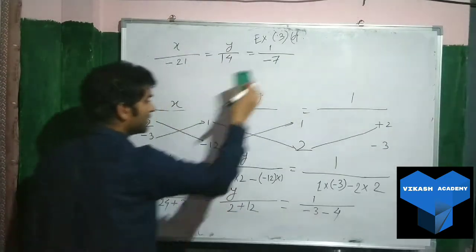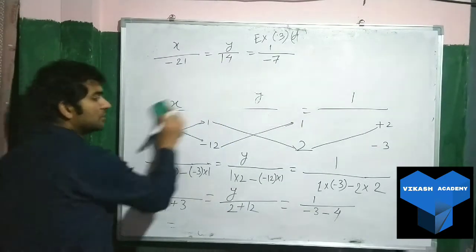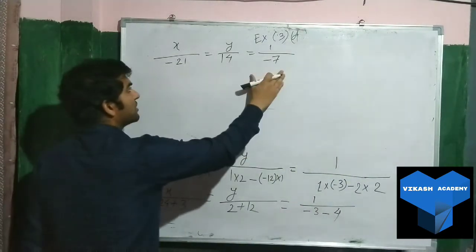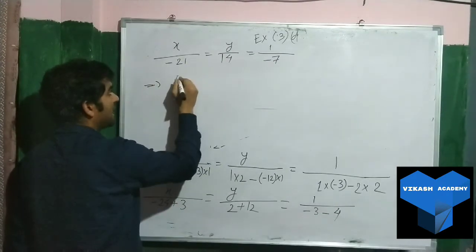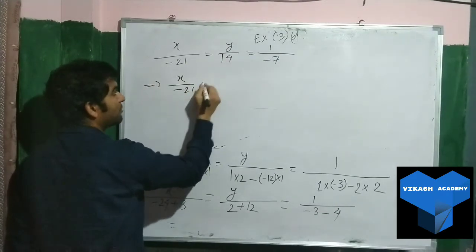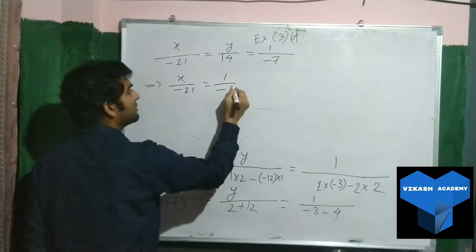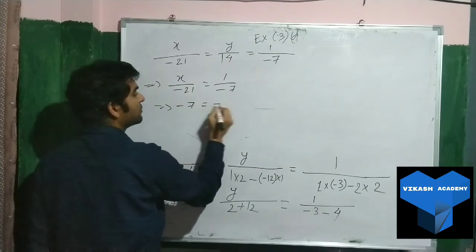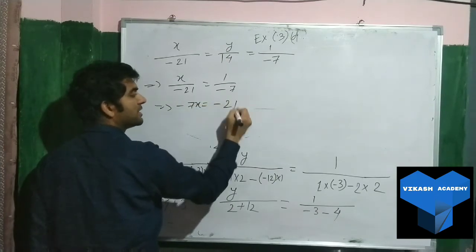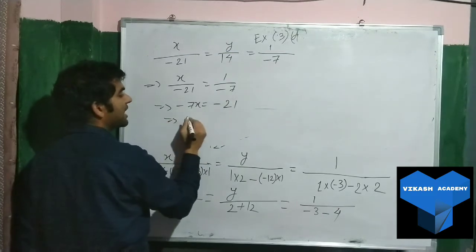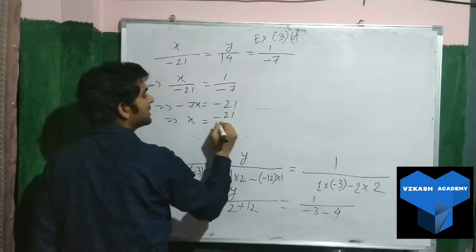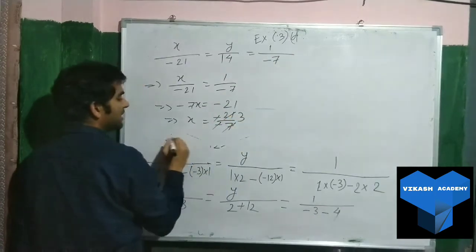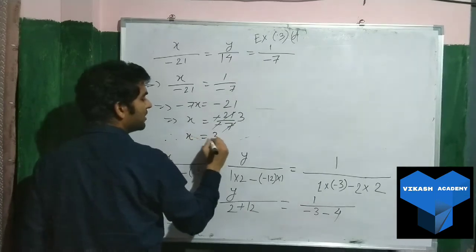What is the next step? I already told you. I hope you have finished copying this one. Next step, you will take the first one and last one for finding the value of x. So x by minus 21 equal to 1 by minus 7. Cross multiply. You will get minus 7x is equal to minus 21. Take minus 7 that side, x is equal to minus 21 by minus 7. Minus minus cancel, 7 3s are 21. You will get the value of x is equal to 3.